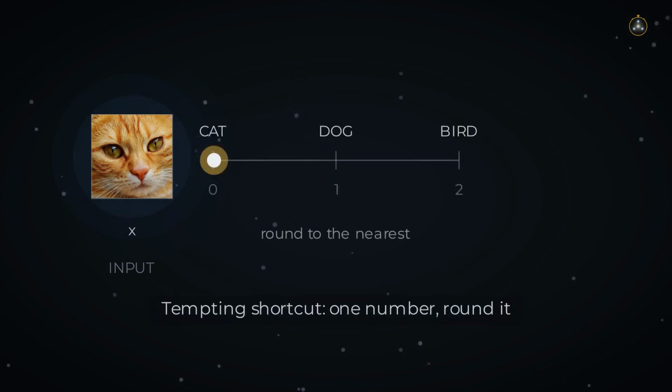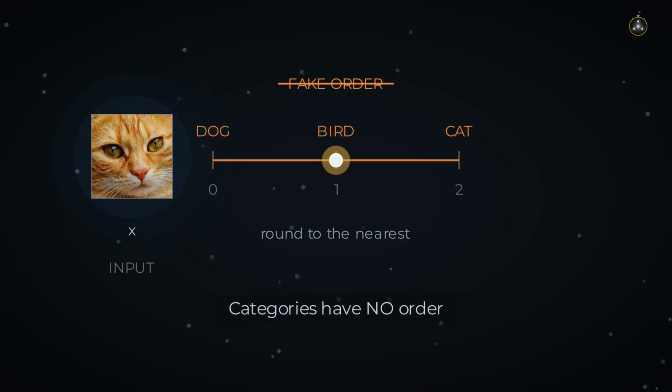The obvious shortcut. Keep one output and round it. 0 is cat, 1 is dog, 2 is bird. The marker snaps to the nearest. Simple, but look what it quietly assumes. It sneaks in a fake order, as if dog sat between cat and bird. They are just names, with no order at all. A single number is the wrong shape for this answer.